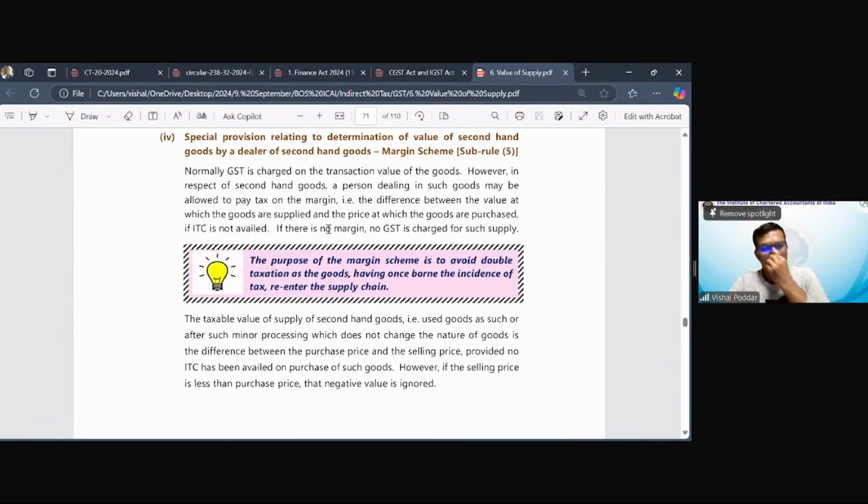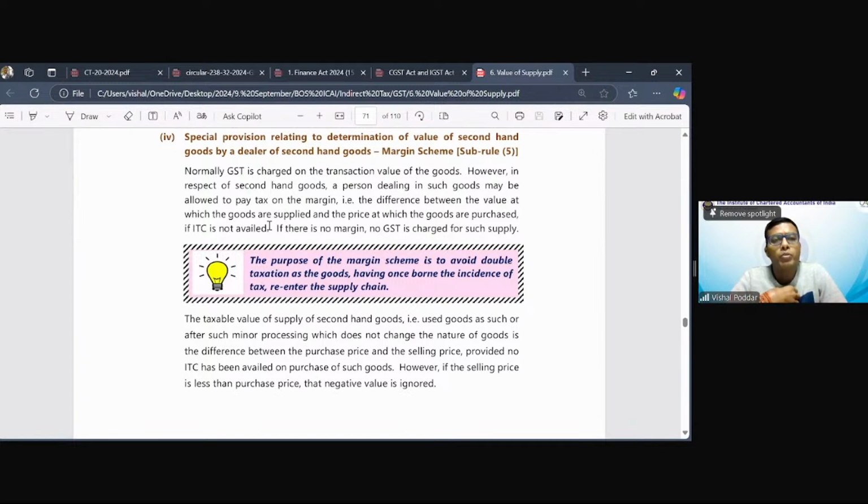Now, in this particular case, the first question is: is GST applicable? The answer is yes, because they are in the business of dealing in second-hand goods. However, in respect of second-hand goods, a person dealing in such goods may be allowed to pay tax on the margin. This is important. Instead of paying tax on the total sale value, they can simply pay tax on the difference between the value at which the goods are supplied and the price at which the goods are purchased, if ITC is not available.